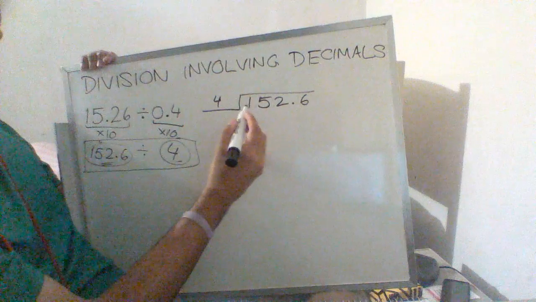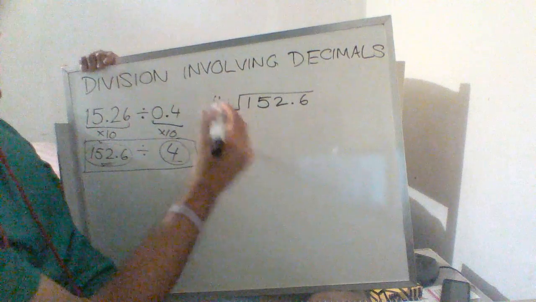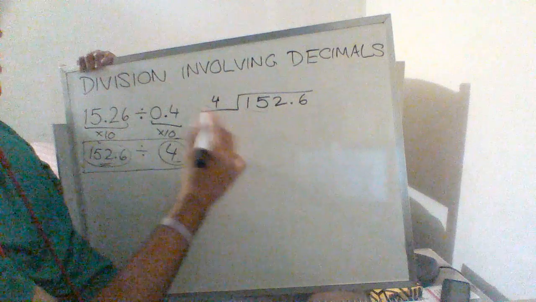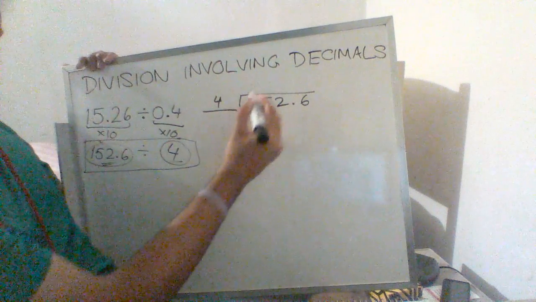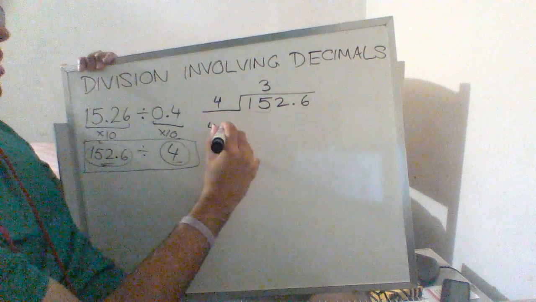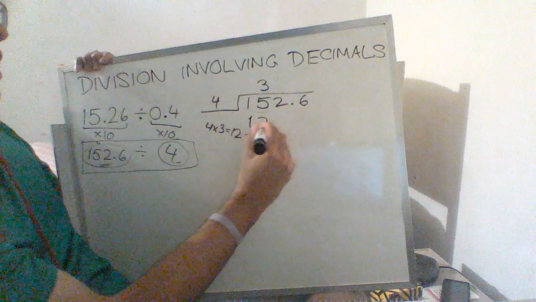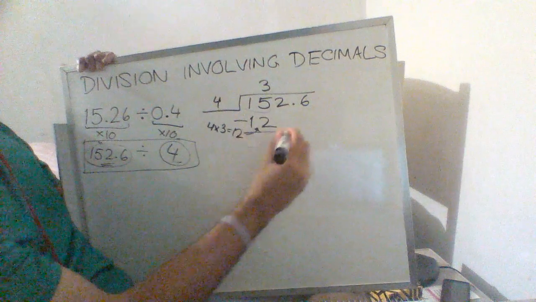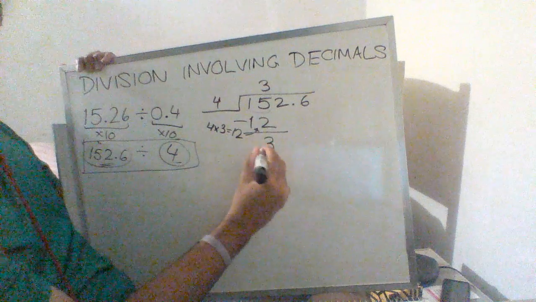Alright, so we ask ourselves the same first question as always. How many times does 4 go into 1? It doesn't, so then we tack on that 5 and we ask ourselves how many times does 4 go into 15? And it goes into 15 3 times. 4 times 3 is equal to 12, so that 12 is going to slot in right here, and we're going to subtract. 15 minus 12 is going to leave us with 3.